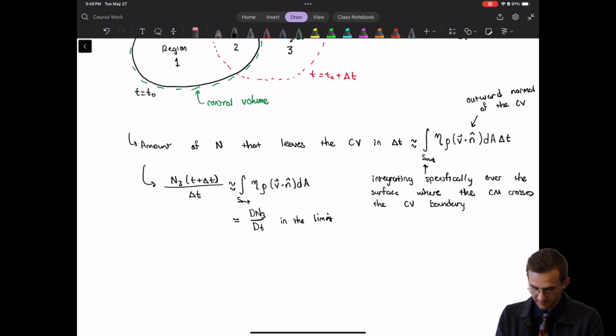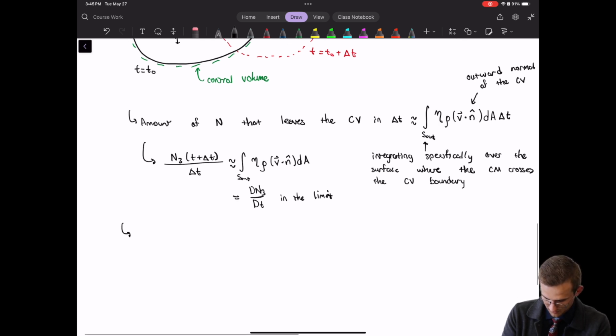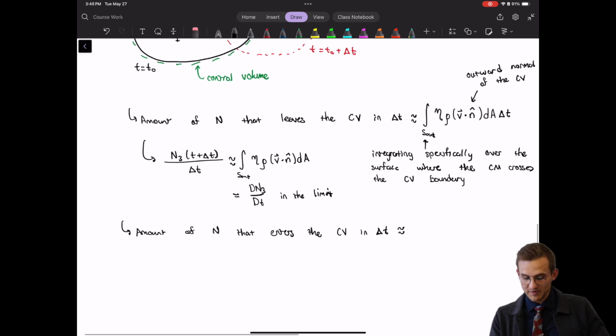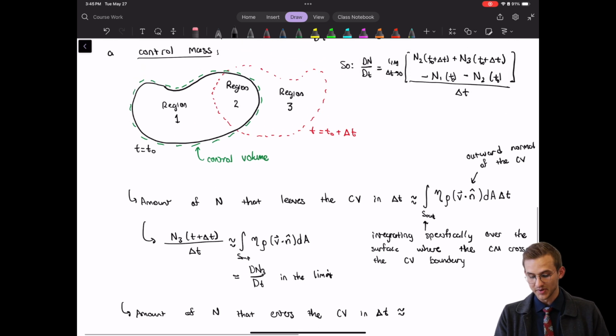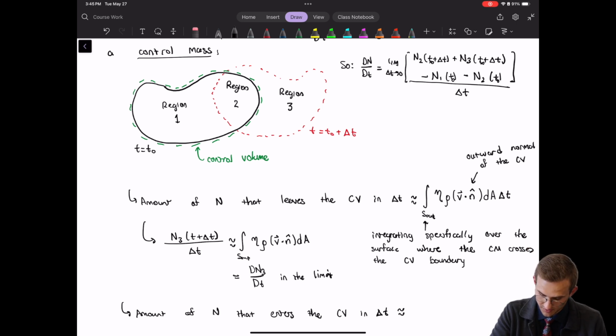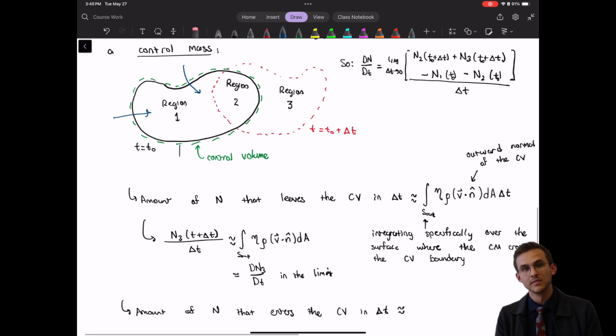That sort of takes care of n3. Okay, how about the amount of our property n that enters the control volume? Now this is a little funny to think about because we've been focusing on this control mass, and where it ends up, but in the space that it vacates, there's more material, which I'll draw in here with blue lines, that has to flow in to fill region 1 at the later time.